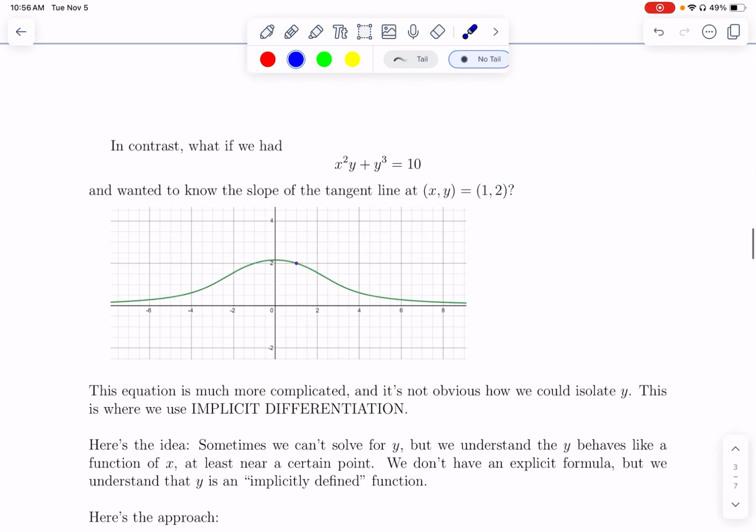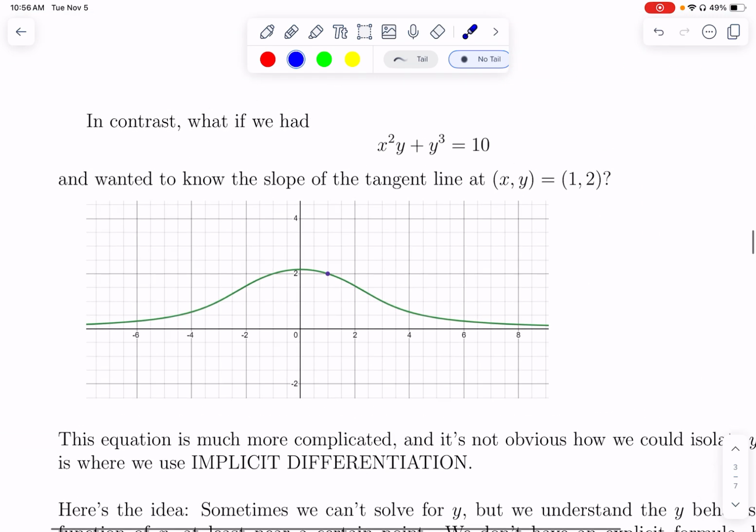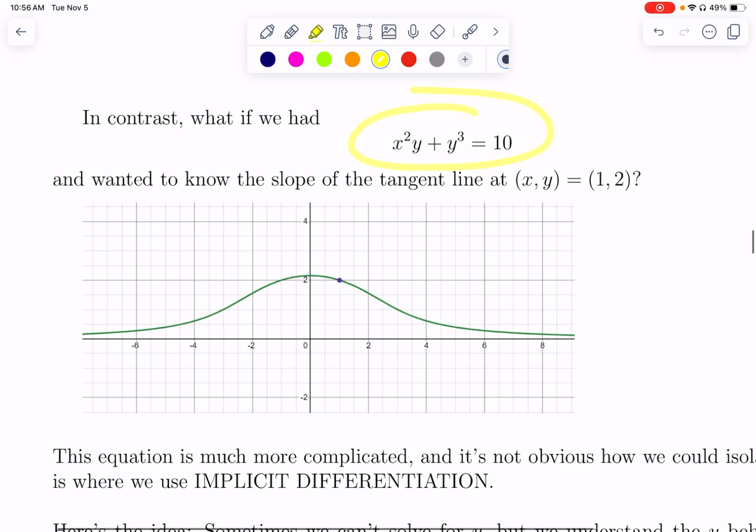Now, let's contrast this with another situation. Suppose I'm giving you this equation, x squared y plus y cubed equals 10. And we just feed it into Desmos or our calculator to get a graph, right? So this is what the graph looks like. And the point 1, 2 is on that graph. I've highlighted it here.